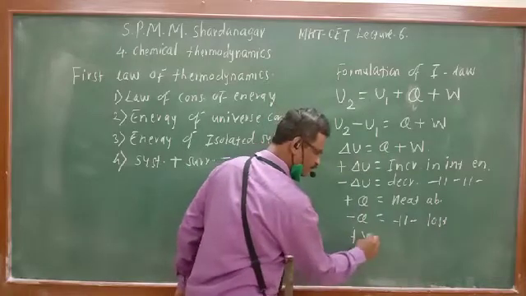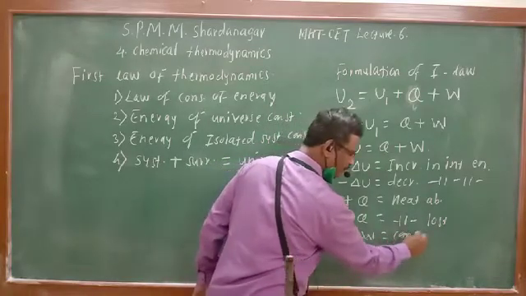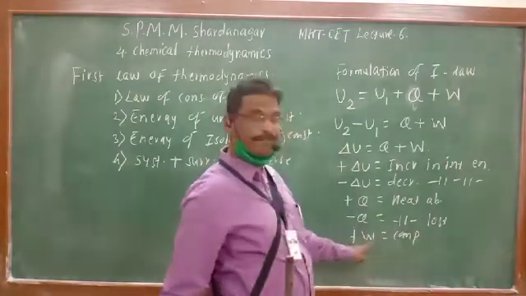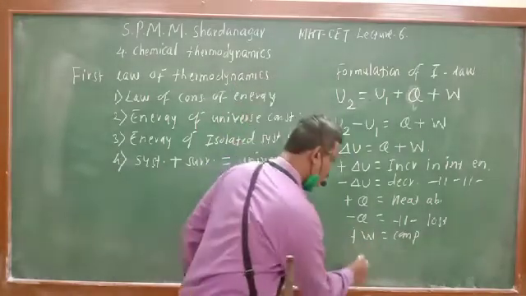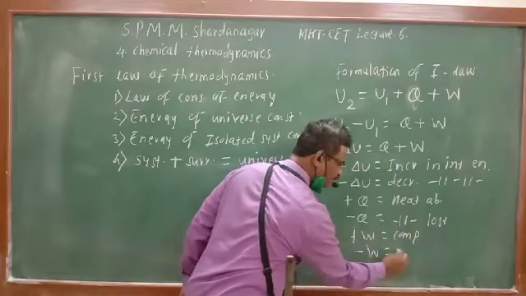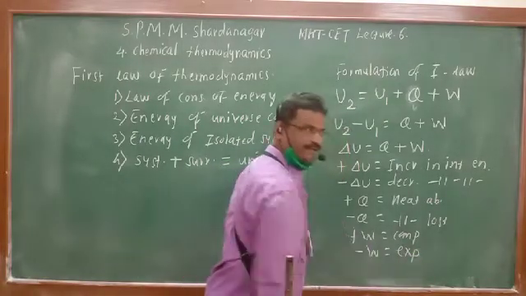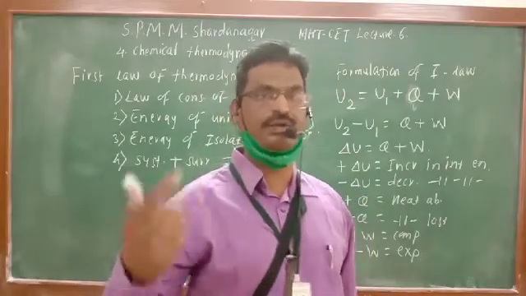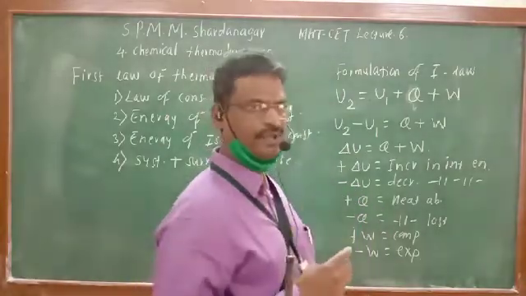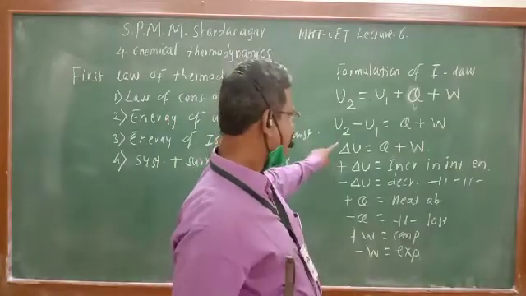Plus W is the work of compression, that is, work done by the surrounding on the system, and minus W is the work of expansion, that is, the work done by the system on the surrounding. These are the important sign conventions.